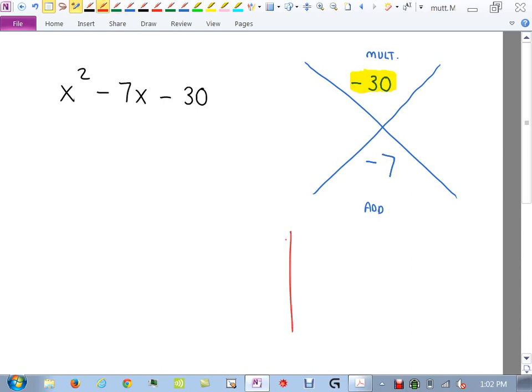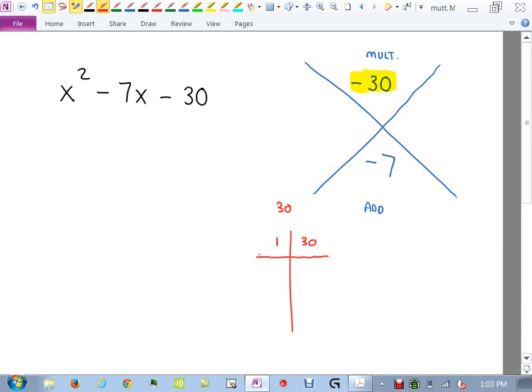Let's try and come up with a list for 30. 1 and 30, right? Let's look at 1 and 30. Is it possible to get a negative 7 out of 1 and 30? No matter what I do, if I add them, I get 31, right? If I make them both negative, I get negative 31. If I take 30 and subtract 1, I get 29. If I take 1 and subtract 30, I get negative 29. There's no way I'm ever going to get close to negative 7 using those 2 numbers. So let's try the next number.